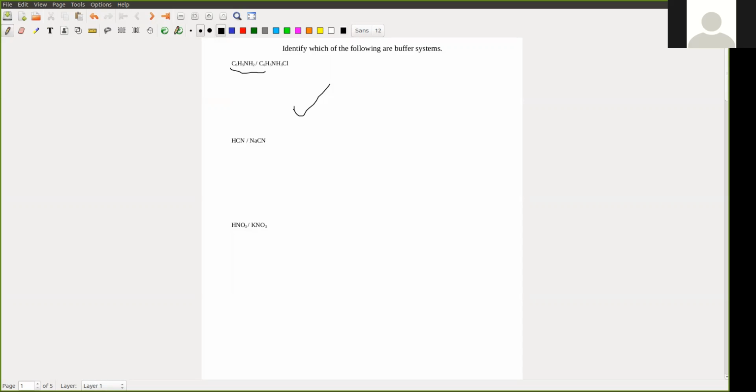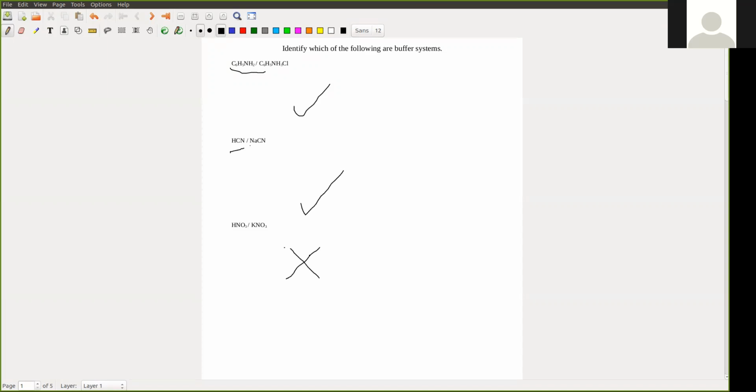So this one, because hydrocyanic acid is a weak acid, this one too is a buffer system because we have the weak acid and its conjugate. Previously with aniline, we had a weak base and its conjugate. In this last one, we have nitric acid, which is a strong acid, and the nitrate ion is its conjugate base. So it's going to be very weak. So we do not have a buffer system with this last one.